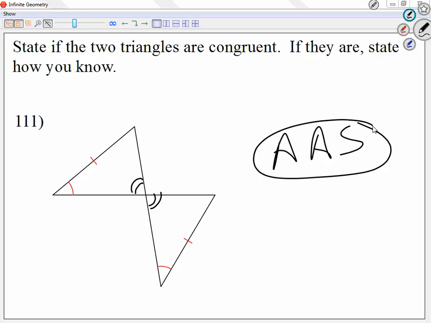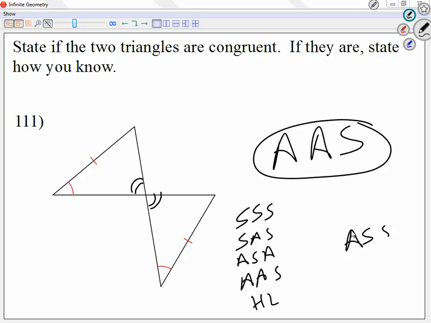There were 5 that did work. The 5 that did work were side side side, side angle side, angle side angle, angle angle side, and HL. Those are the 5 that do work. Now those that don't work are angle side side and angle angle angle. Those don't work. So if it's angle angle angle, it's not congruent. Is there such thing as side side angle? Side side angle is the same thing as angle side side because you can read it backwards. So the 5 on the left are the 5 that do work. The 2 on the right are those that do not work.